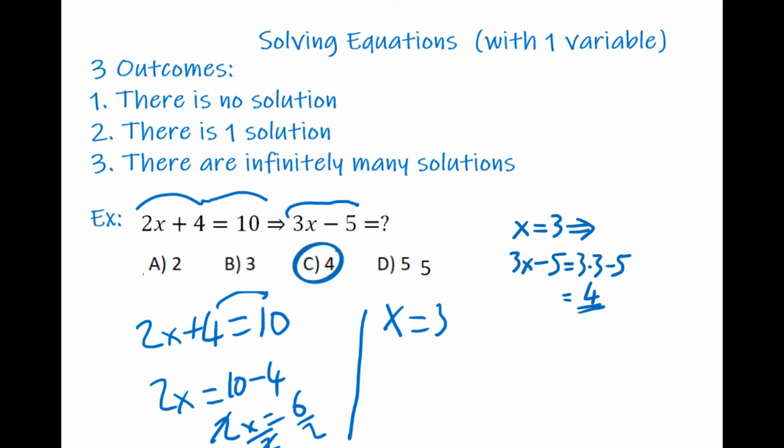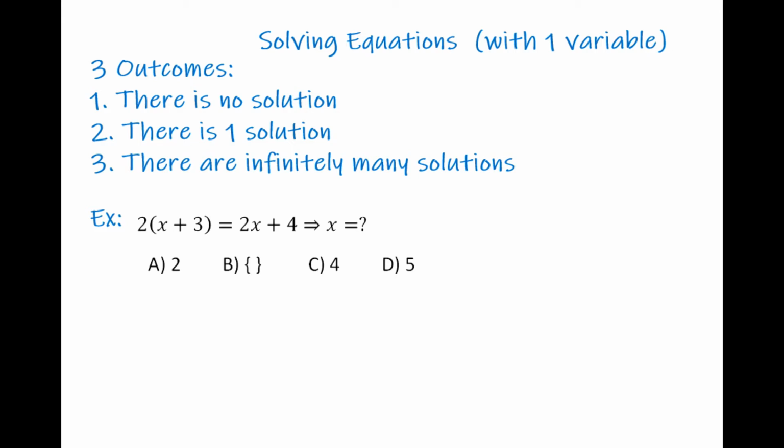If you put 3 instead of x in 3x minus 5, we get 4, which gives us the answer as C. And again, this question looks like the type 2, okay, because there is one solution. And let's take a look at the next example.